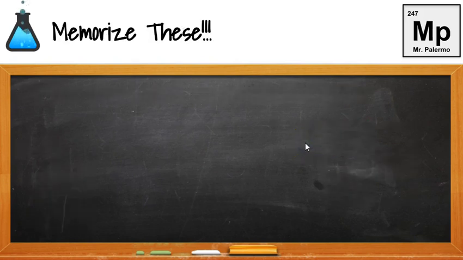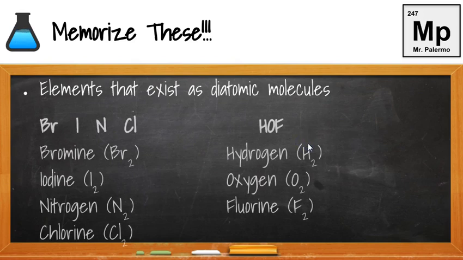And you have to memorize these elements. There are 7 elements that, when they are not in a compound, they're not hooking up with another type of element, they will be diatomic. And a way to remember this is Brinkelhoff, and it spells it out. So Brinkel is bromine, iodine, nitrogen, and chlorine, and then Hoff, hydrogen, oxygen, and fluorine.